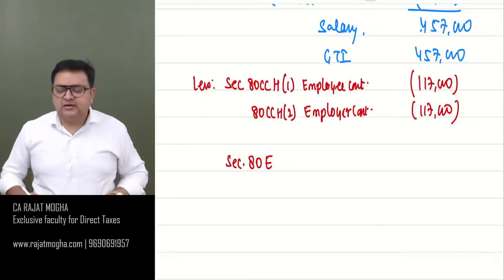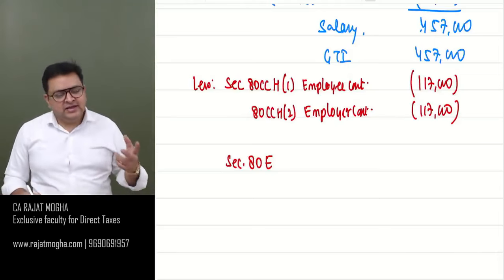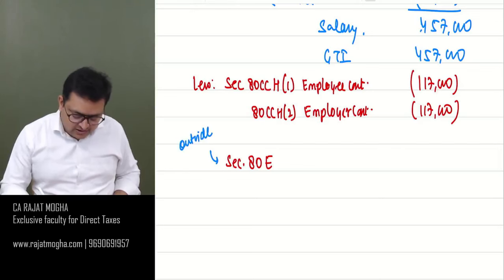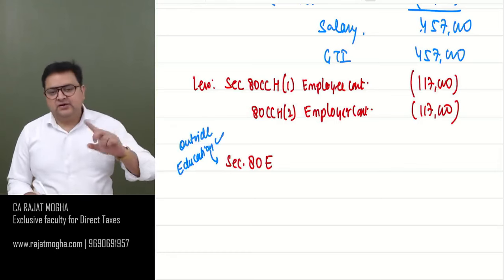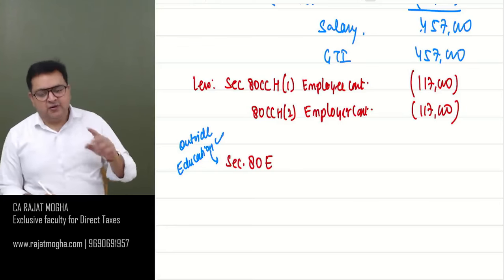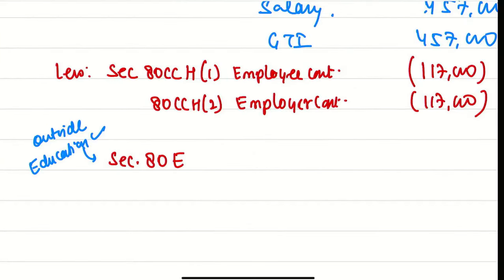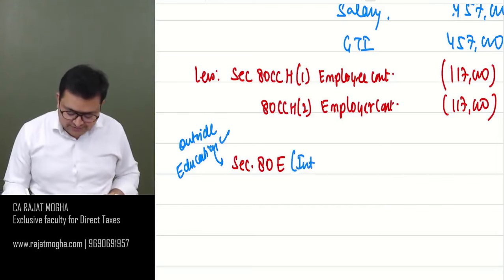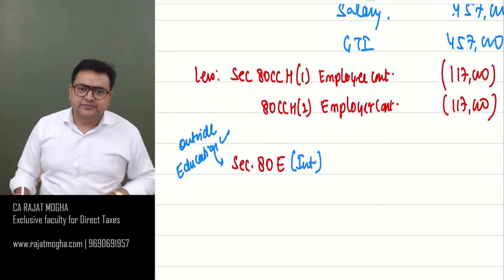So can we go and study outside also in 80E? Yes. Please remember in 80E, outside education is also allowed. In 80C, it was not. But in 80E, outside education is also allowed. Only the interest portion. You will get this deduction.